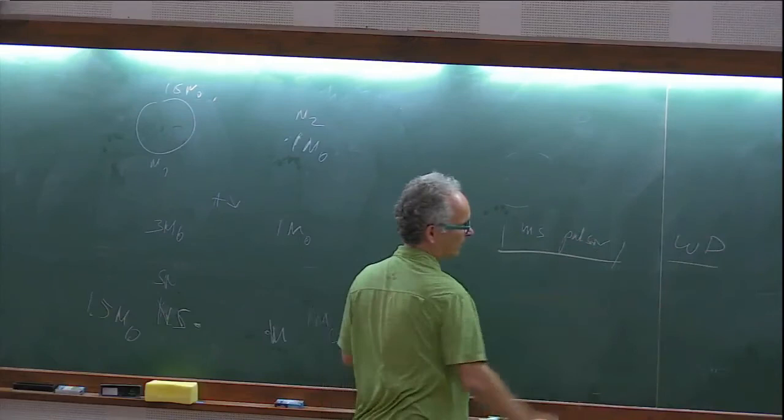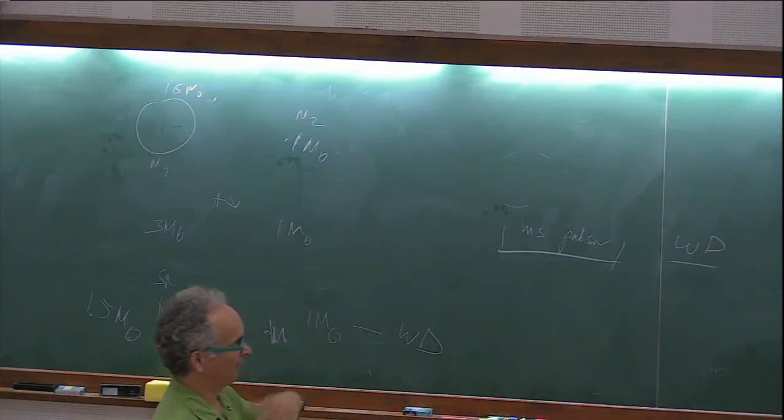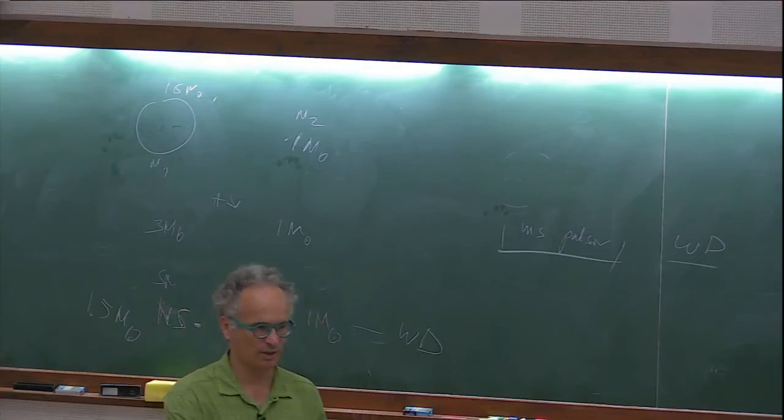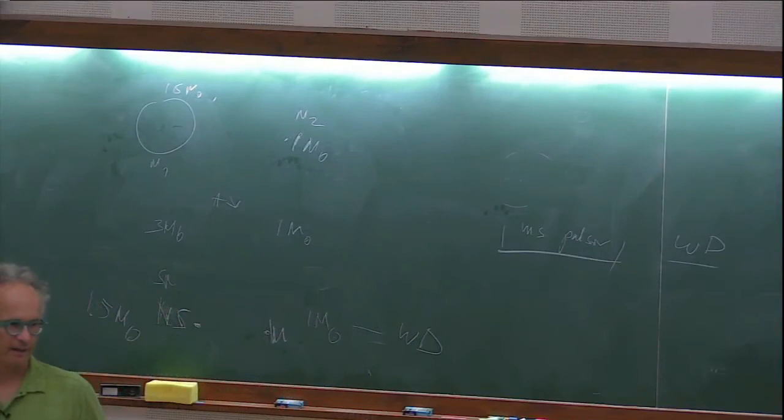Yeah? So we have more or less shown that from LMXBs, we should obtain a population of neutron star white dwarf binaries. And if that is true, the formation rate of neutron star white dwarf binaries should be the same as the formation rate of LMXBs. And it's not such an easy comparison because of the selection effect and these types of problems.